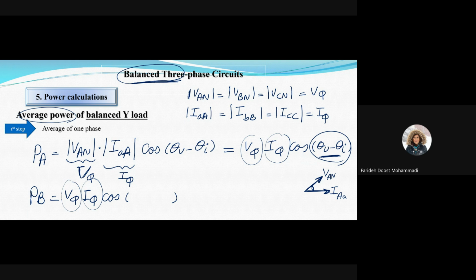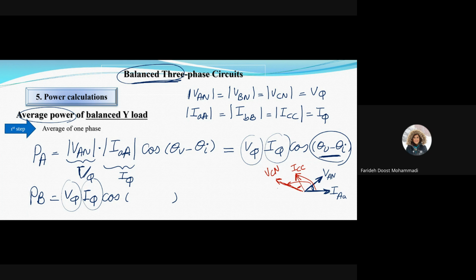If I'm focusing on another phase, IA is going to be 120 degrees out of phase with this one. VBN is also 120 degrees out of phase. So what I have in another phase is this one. For example, in phase C, I have this for the current, which can be ICC, and then this can be VCN.